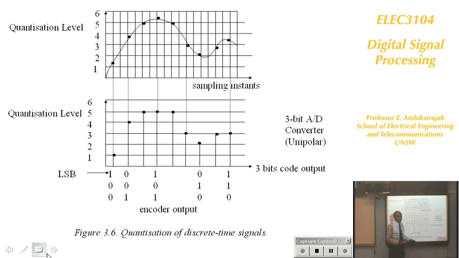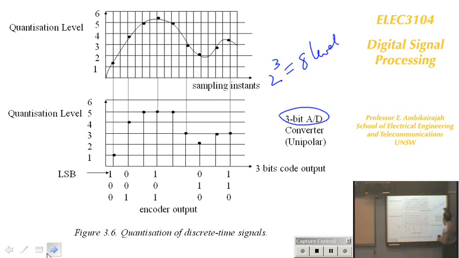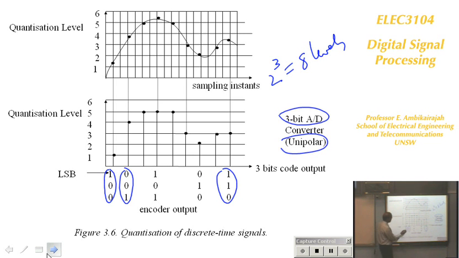Now here's the example. A 3-bit AD converter, that means 2 to the power 3, which is 8 levels. It's unipolar, so everything starts from 000, there is 001, and so on. The 000 should be there as well, but that's the least significant bit, that's the second bit, and so on. These are the levels, this is the encode output, this is not the bits, this is your level: 1, 2, 3, 4, 5, 6, 7, 8 levels, 3 bits.